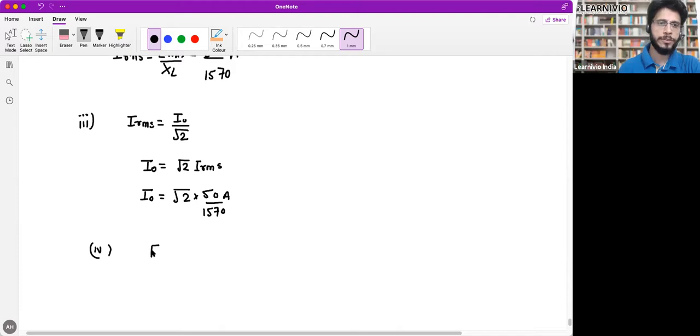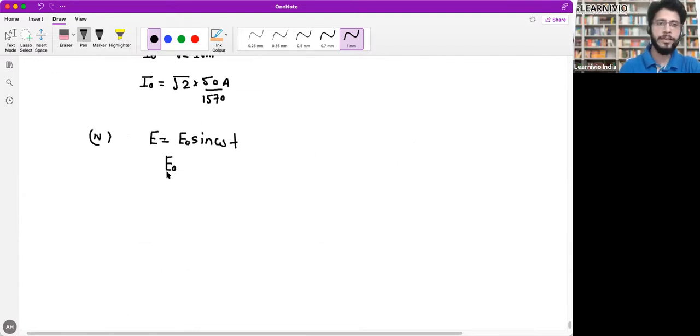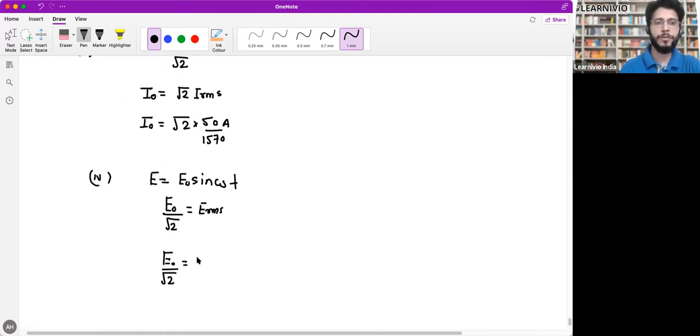See, the equation of EMF is this: E is E naught sine omega t. If this is the equation of EMF, you need E naught. So for E naught, you can use this ERMS. You can say that E naught by root 2 is ERMS. How much is ERMS? ERMS is 50. So you can write that your E naught is 50 root 2 volt.